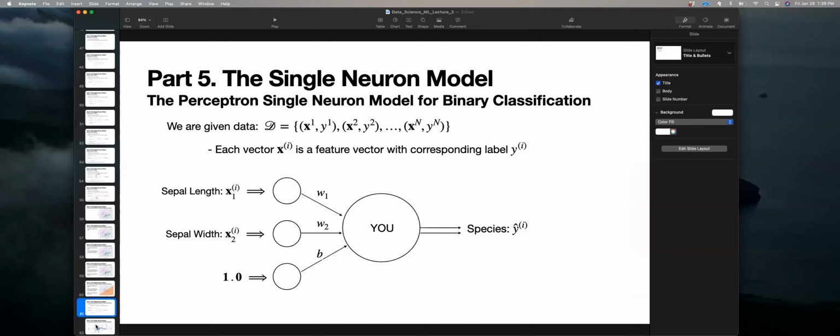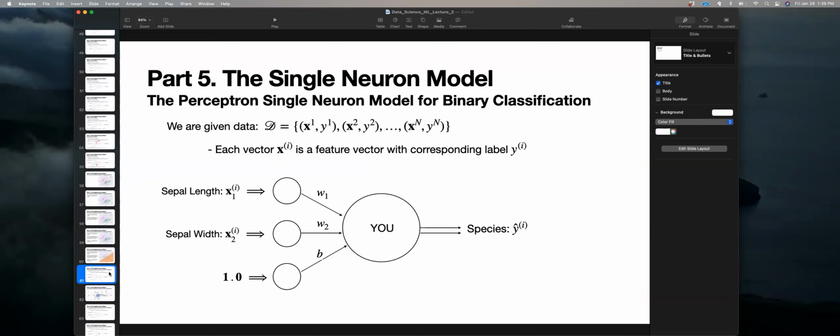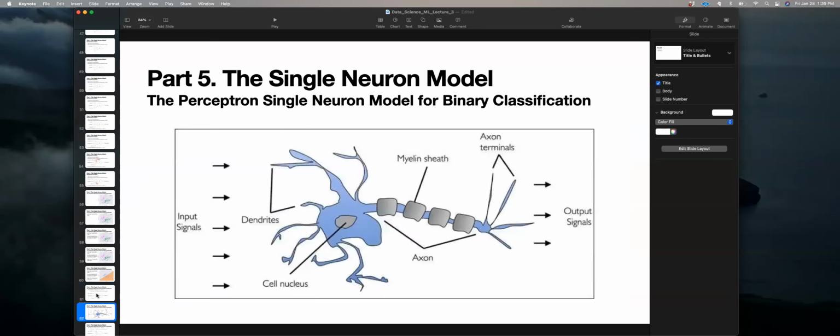Okay, so we're ready to get started with the mathematics of the model. So we have this data. Each feature vector has a corresponding label. And well, what do we do next? Well, we're going to model a biological neuron. So this picture in front of you is a dumbed-down image of a biological neuron.